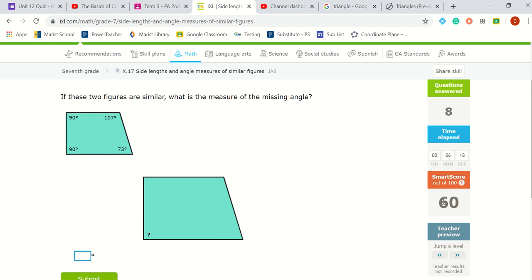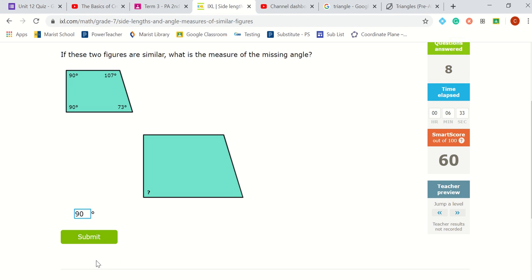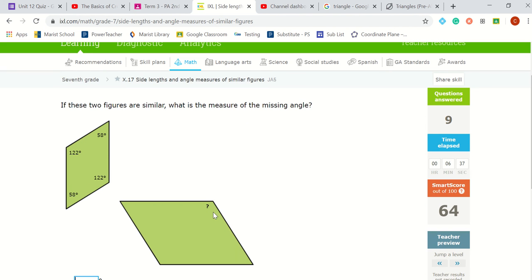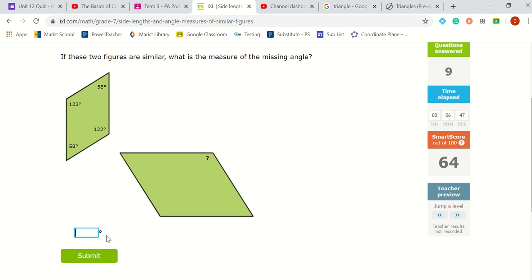If these two figures are similar, what is the measure of the missing angle? Again, we're told they're similar. This appears to be a right angle in the bottom left. We have our acute angle in the bottom right. We have our obtuse angle in the top right, and then two right angles, so 90 degrees there. If these two figures are similar, what is the measure of the missing angle? The acute angles are 58 in this other figure. This is an obtuse angle. Both the obtuse angles are 122.